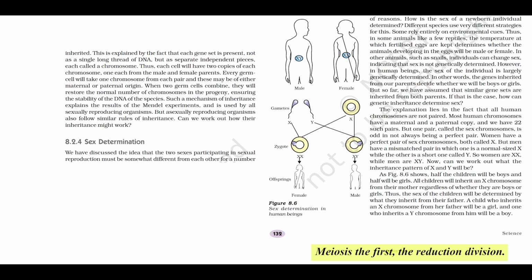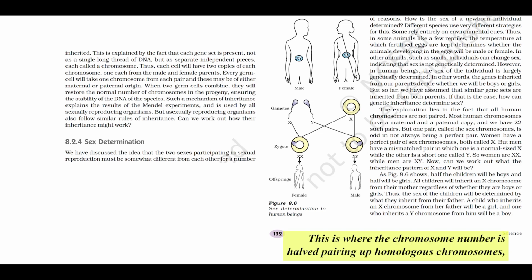Meiosis I, the reduction division, is where the chromosome number is halved. Pairing up: homologous chromosomes, the maternal copy and paternal copy of chromosome 1, for example, find each other and pair up tightly. Crossing over: while paired, segments of DNA can be exchanged between the homologous chromosomes. This shuffles alleles, creating new combinations on individual chromosomes, a major source of variation.